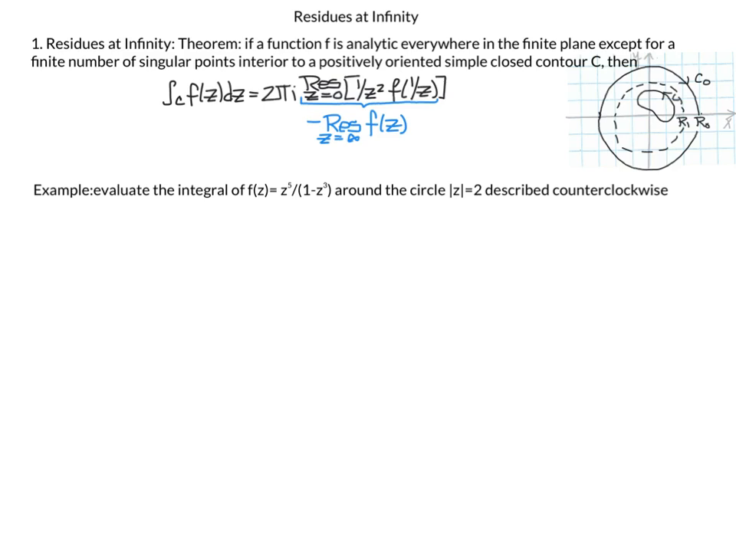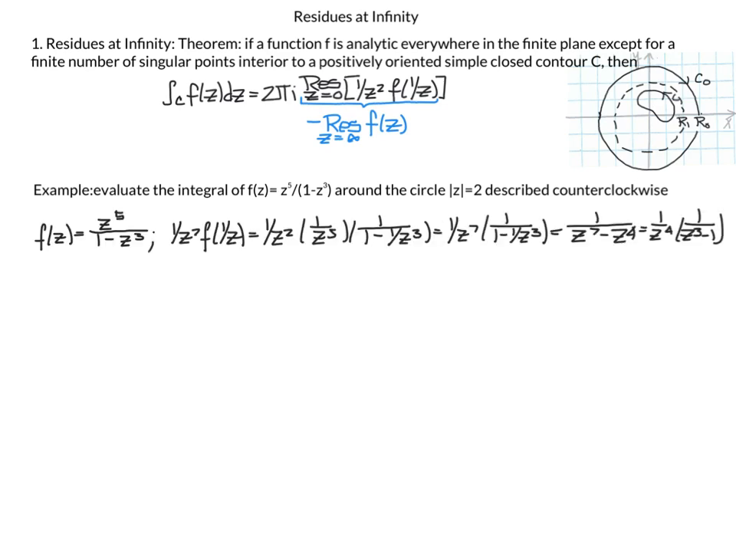Our next and our last problem is to evaluate the integral of f of z equals z to the 5th divided by 1 minus z cubed around the circle, absolute value of z is equal to 2, described counterclockwise. I have my f of z written here. Now I want to multiply by 1 over z squared times f of 1 over z. So I have my 1 over z squared times f of 1 over z.